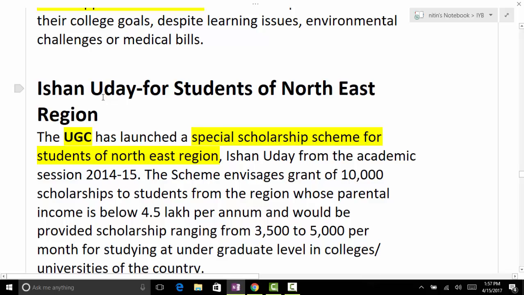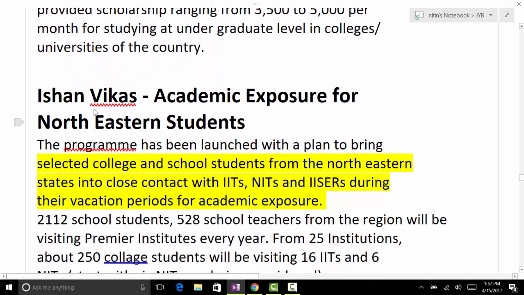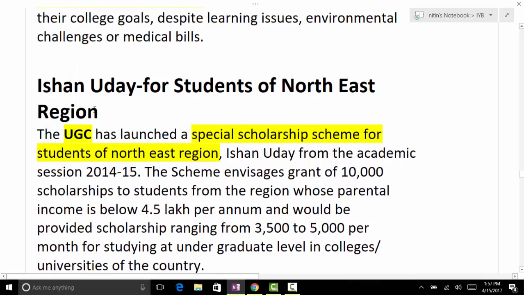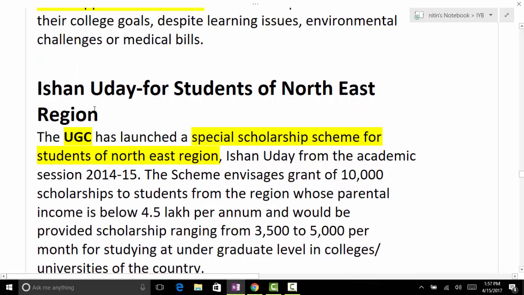It is a scheme for scholarship so that the students of the Northeast region take admission and their education is financed, right? Once they take admission, now they need exposure as well, exposure with other institutions of excellence, and that exposure is given in Vikas. In Uday, what they do is take admission, and their education is sponsored by the state.